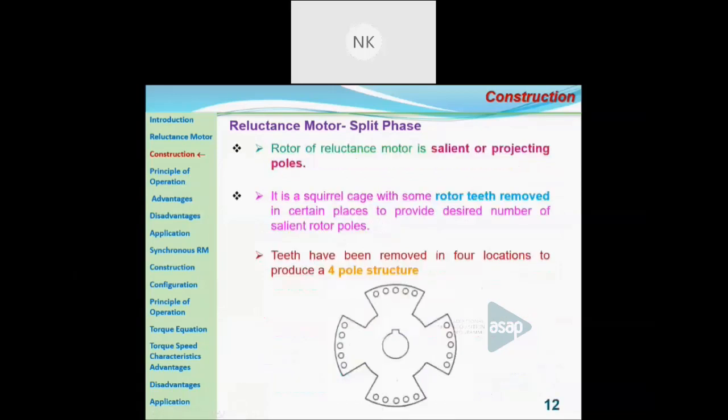So here we can see the rotor of the reluctance motor is a salient pole or projecting pole. How we obtain this is you have to cut the rotor teeth. Some of the rotor teeth have to be removed in certain places to provide the desired number of salient rotor poles. And here we can see some of the teeth have been removed in 4 locations, 1, 2, 3 and 4, to get a 4-pole structure.